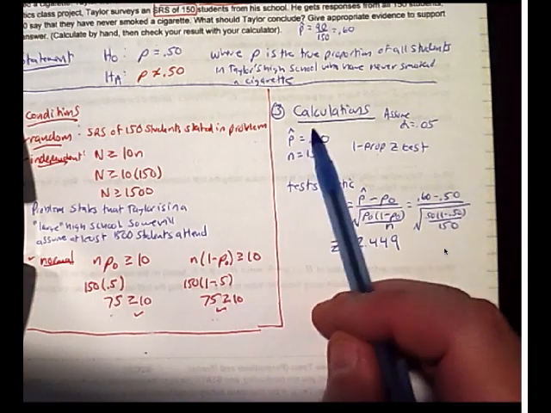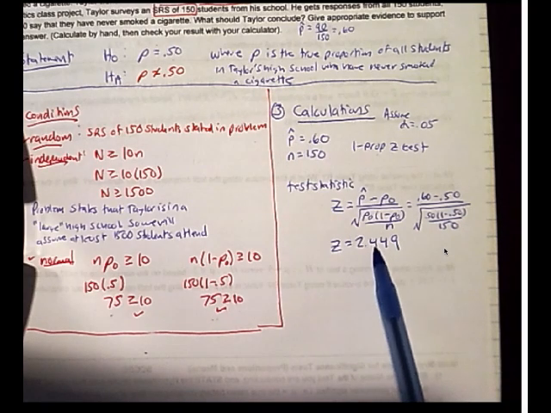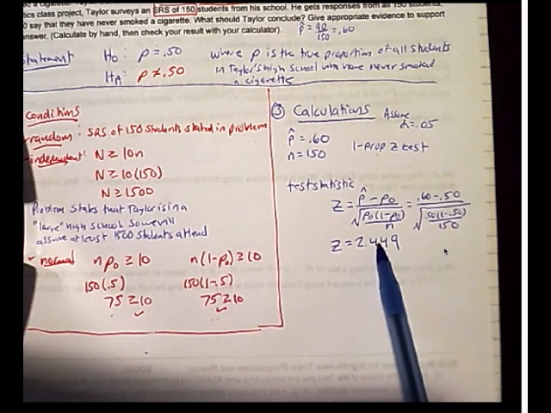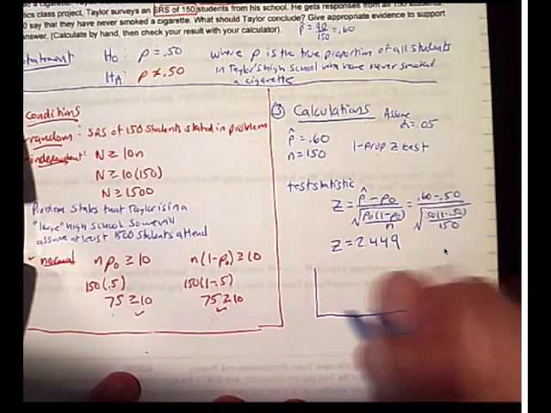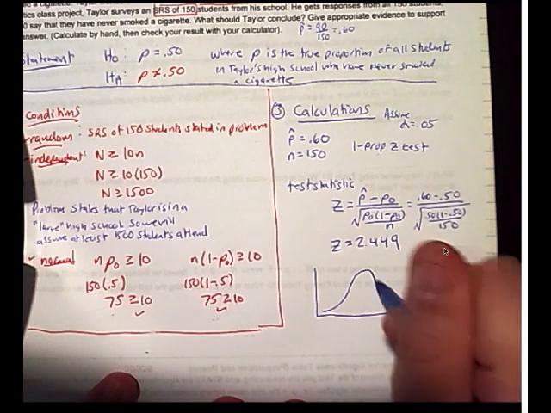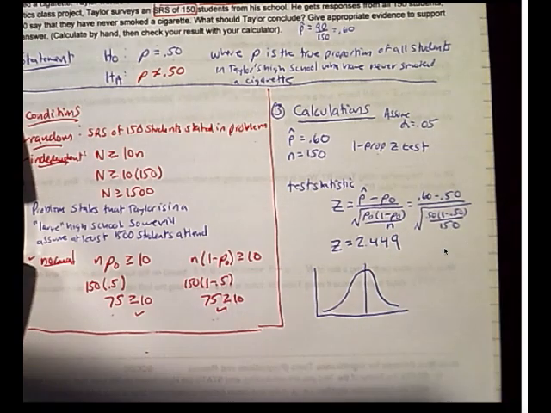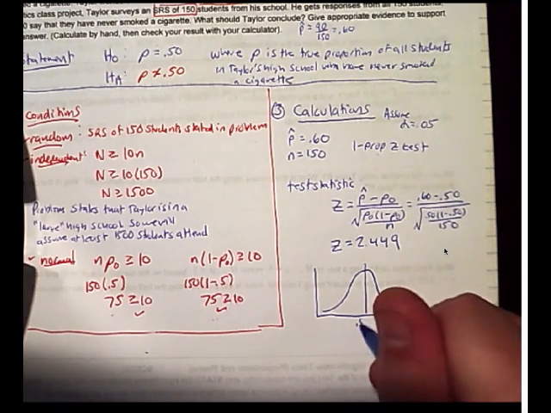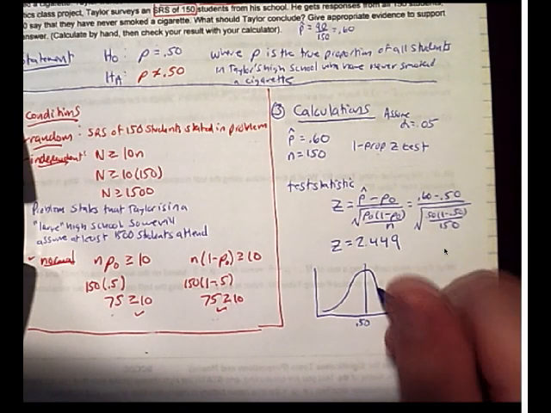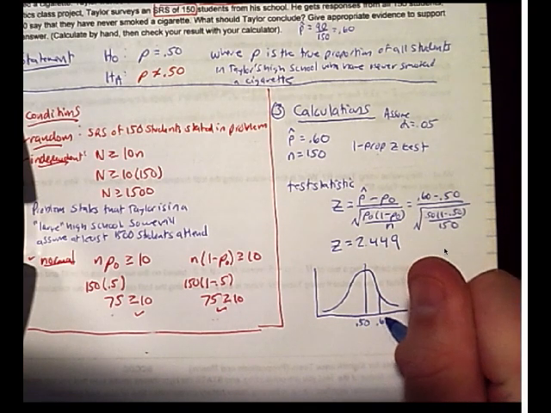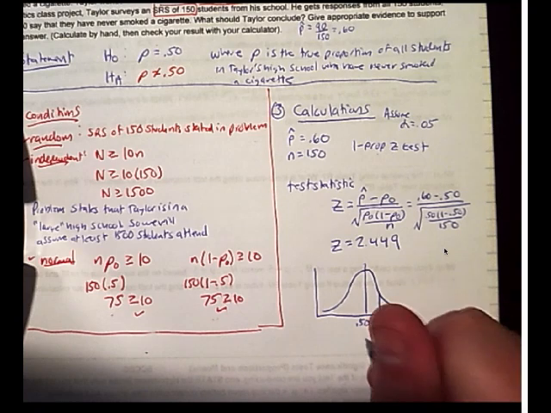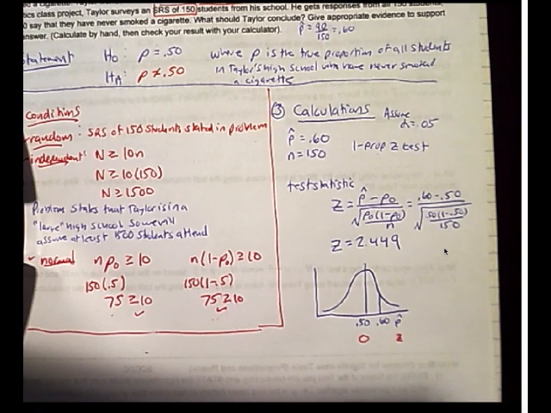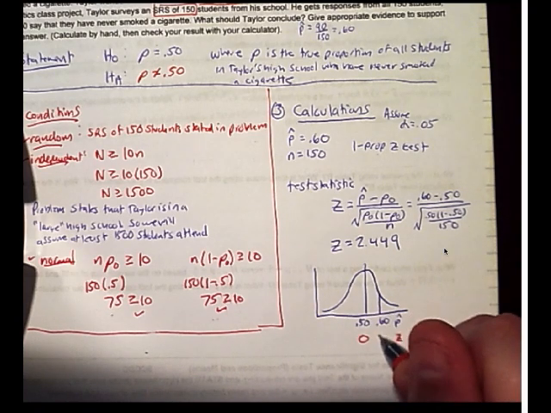So my sample proportion fell almost 2.5 standard deviations above where we think the center is going to be. That's kind of far. On our sampling distribution, we assumed 0.50 was the center. Our actual p-hat was 0.60. So we think about it in terms of z-scores. Center is a z-score of 0, and we just said that this was 2.449.